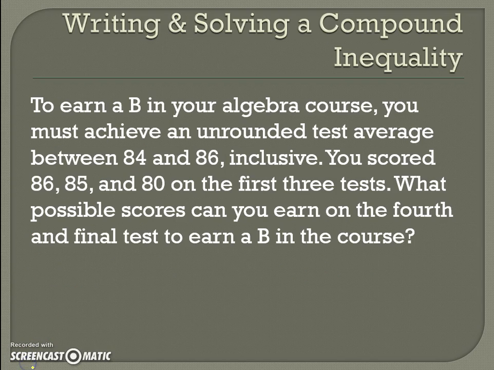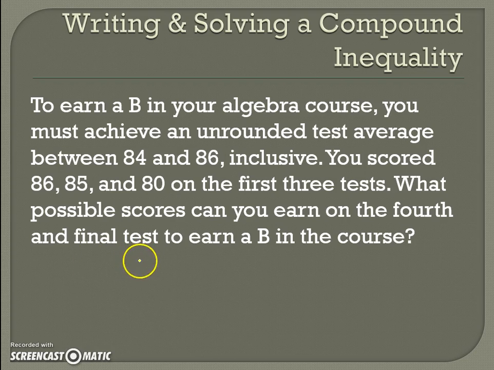that is. All right, so here we have a word problem. It says to earn a B in your algebra course, you must achieve an unrounded test average between 84 and 86 inclusive. You scored 86, 85, and 80 on the first 3 tests. What possible scores can you earn on the 4th and final test to earn a B?